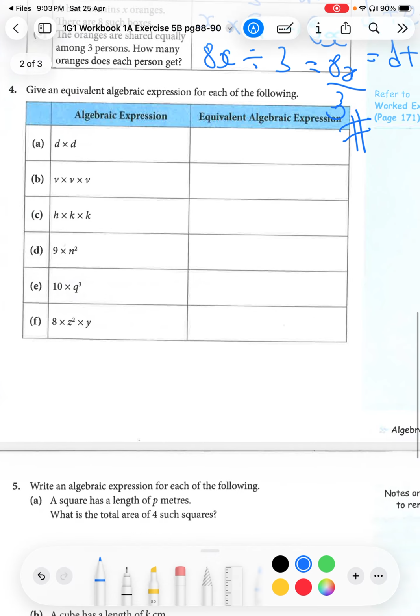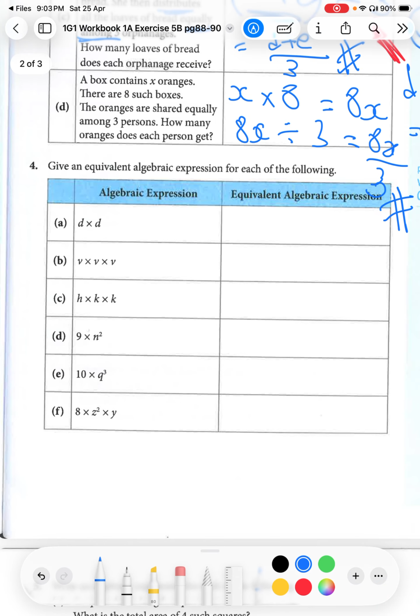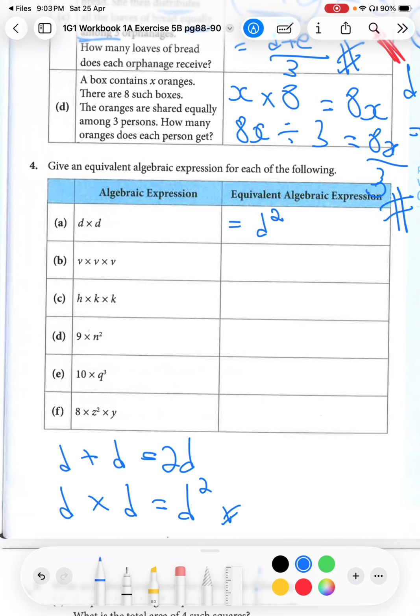The next one. You see this, D times D. D times D is D squared. Quick revision: D plus D is 2D, but D times D is D squared. There's a difference. Power 2.